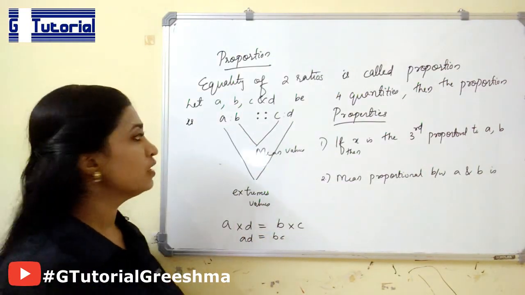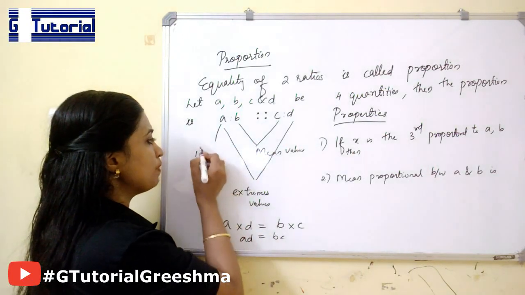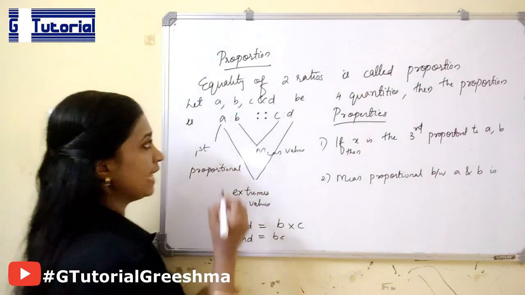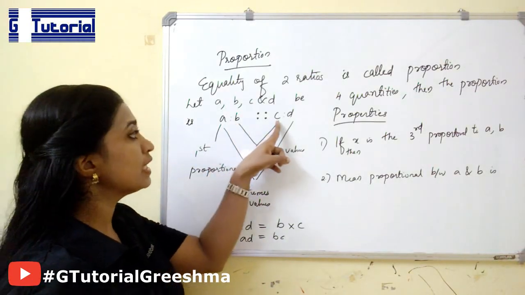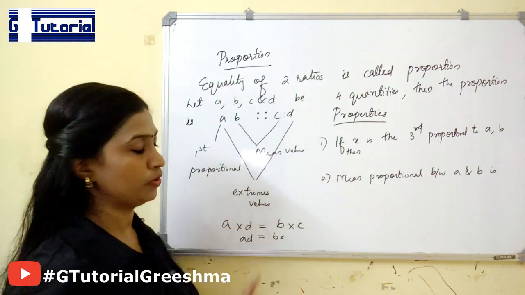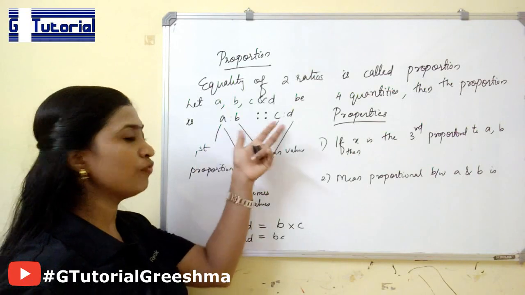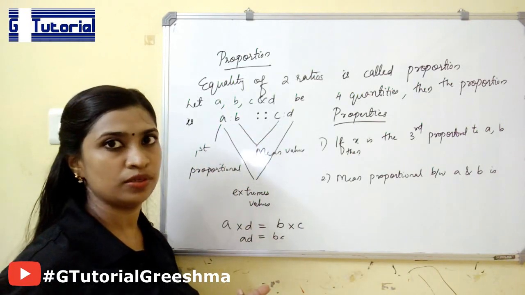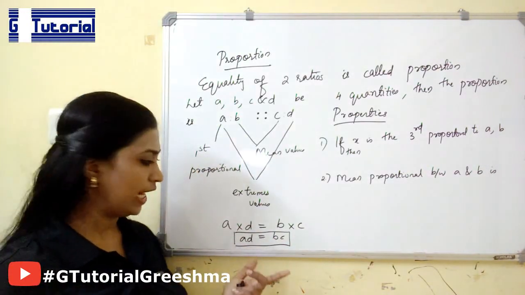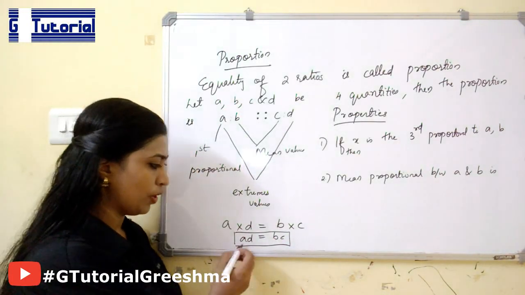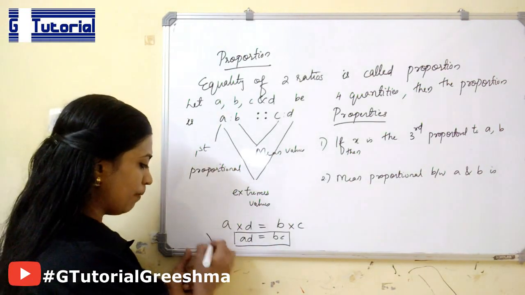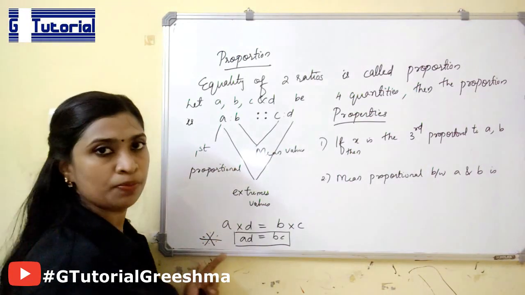And in this proportion, the first term is called first proportional. Second term is called second proportional. Third term is called third proportional, and last term D is called fourth proportional. So we will be given any three and we will be asked to find the next one. So using this equation you can find any of the missing terms. So the product of means is equal to product of extremes, AD is equal to BC. This is an important formula which you have to remember from this portion.